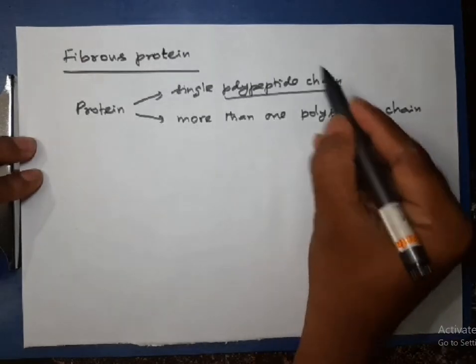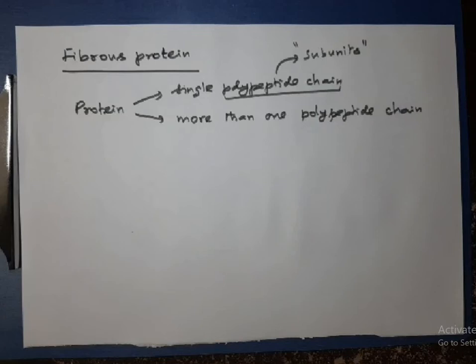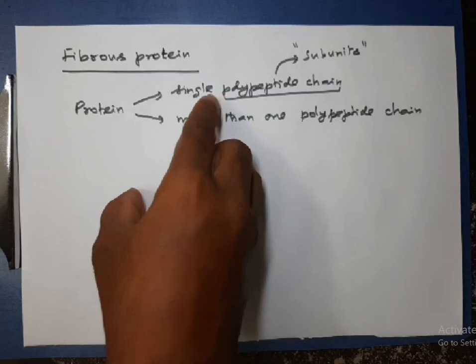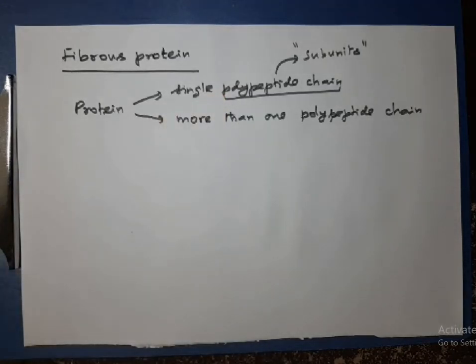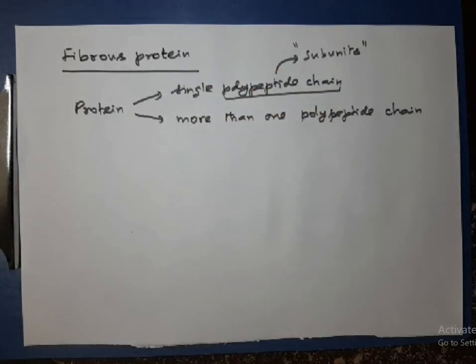We call these polypeptide chains subunits. Students, observe carefully. If a protein contains only one polypeptide chain, there is one subunit, and we call that protein a monomeric protein, a monomer. If it contains two polypeptide chains, dimer. Three, trimer. Four, tetramer. So depending upon the number of polypeptide chains present, we can call the protein a monomer, dimer, trimer, etc.